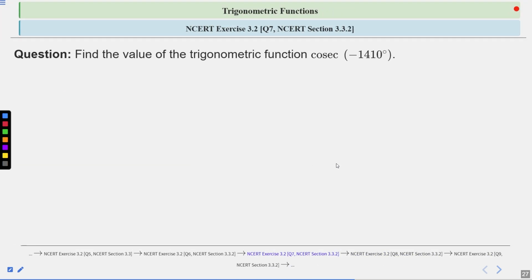Question number 7, NCERT exercise 3.2. Find the value of the trigonometric function cosec minus 1410 degree. Again, we know that sine (2 pi plus theta) is equal to sine theta, so cosec (2 pi plus theta) will again be equal to cosec theta. Again, you have some time to solve or think about this question. After that, we will move to the solution part.